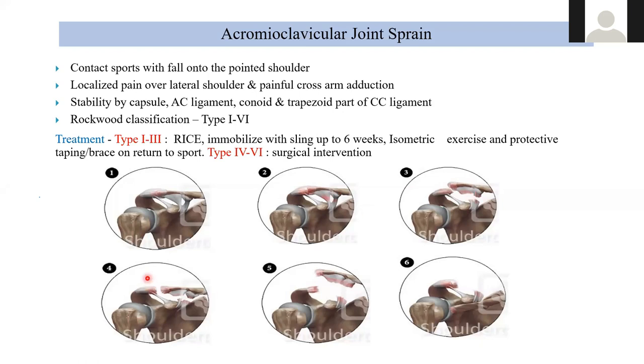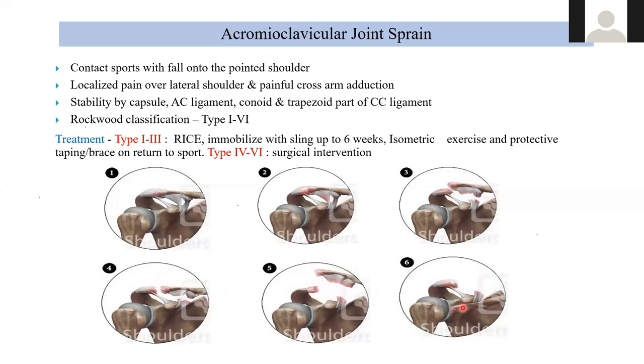Type 4 injuries are rupture of all ligaments with posterior migration of the clavicle. And type 5 injuries are rupture of all ligaments, and the clavicle is almost subcutaneous, highly superiorly migrated. And type 6 injuries are rupture of all ligaments, as well as the clavicle migrating downwards, which is more prone to neurovascular injuries.